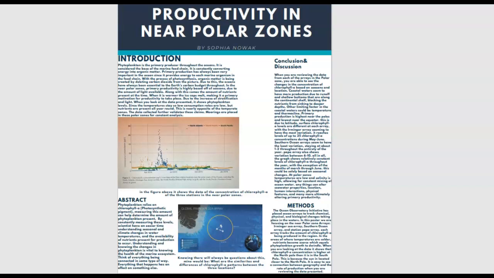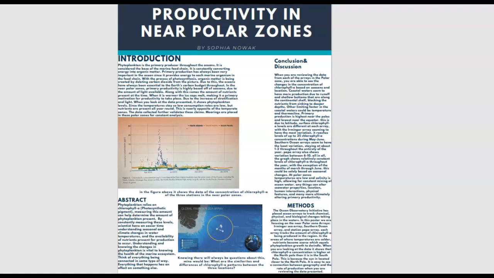The Ocean Observatories Initiative has placed ocean arrays to track chemical, physical, and biological changes taking place in the waters. In this poster, we are focusing on the near polar zone arrays: Irminger Sea Array, Southern Ocean Array, and Station Papa Array. Each array tracks the amount of chlorophyll A being produced in the region.